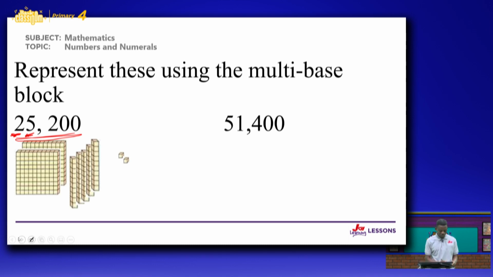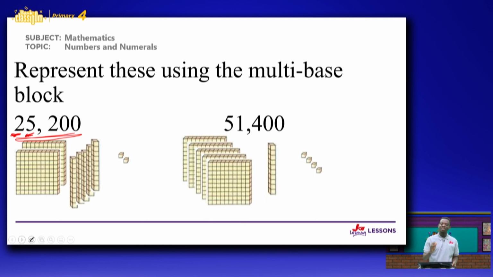Now let us move on to the next number. I said that our number is 51,400. For that reason, we are going to have 5 of our flats. We are going to have only 1 for the long and then 4 for the units. That is going to be our answer. And let us see whether that is what is being represented as the number.